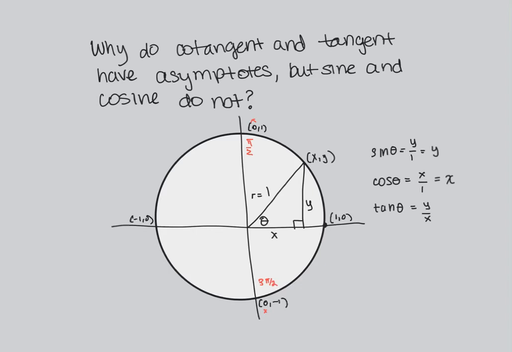And you can make the same argument for cotangent. Cotangent of theta is going to be x over y. So anywhere there's a y equals 0 on the unit circle, you've got a 0 in the denominator, which makes it undefined, and therefore the graph needs an asymptote at that location.